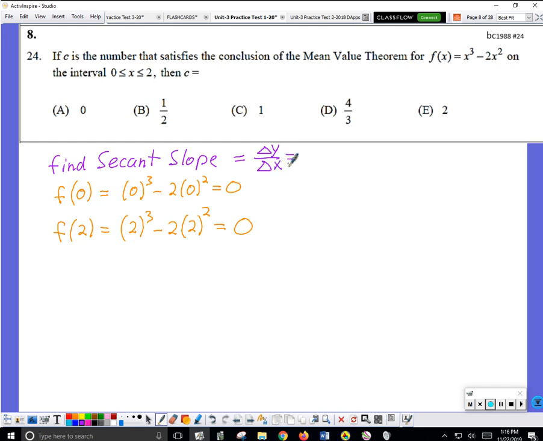So the change in y is 0. The change in x is 2. It's easy to get mixed up. Now this is 0. The other way around is undefined. So, how many knew this? 2 points. Okay. We proceed.